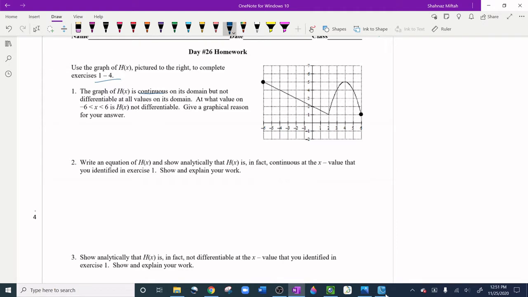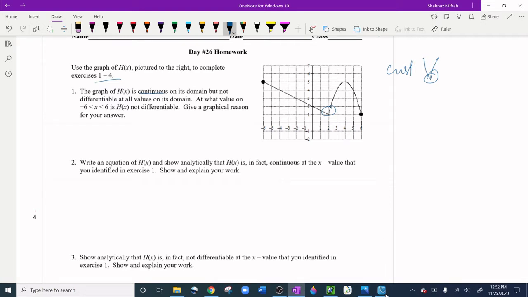So domain means x values. You guys remember, the function is not differentiable if it's undefined or if it has a cusp, like a really sharp turn like this. So you have a sharp turn right here. So at x equal 2, it's not differentiable. I can tell easily looking at the graph.